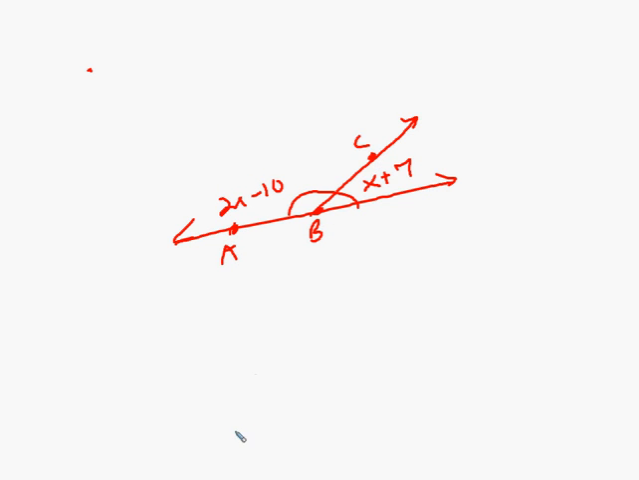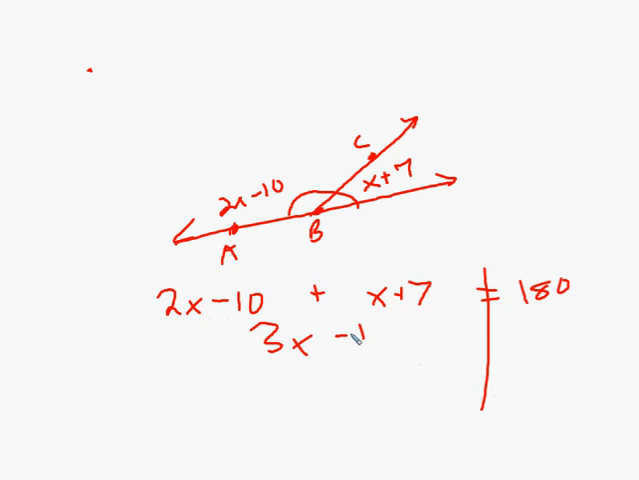So now this time I'll actually do it right. What should we write? 2x minus 10 plus x plus 7 equals 180, because how many degrees are in a straight angle? 180. Now I go ahead and solve this. So I combine those, get 3x minus 3 equals 180. Now add 3. 183. And then divide that by 3. And what do we get to the nearest tenth? 61. Exactly.